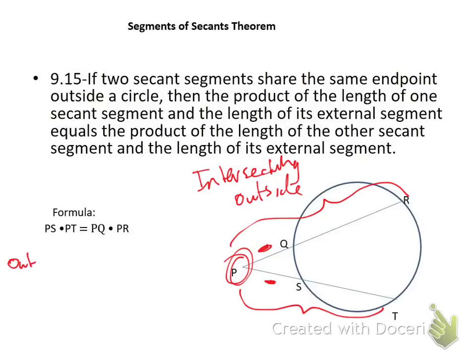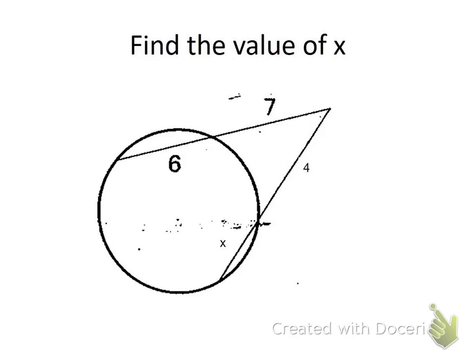So in other words, if you take the outside times the whole thing, that is going to be equal to taking the outside times the whole thing. And this is going to be a common theme for any time two segments intersect outside the circle. So outside times whole equals outside times whole. That's the deal. Okay? So, for example, if we got two secant segments that look like this, then we want to take the outside times the whole thing and set it equal to the outside times the whole thing.